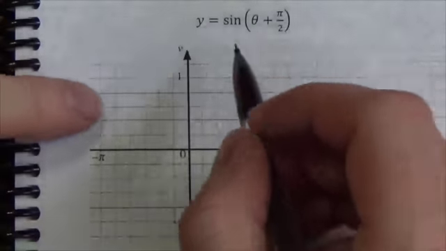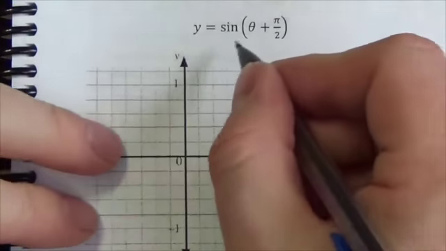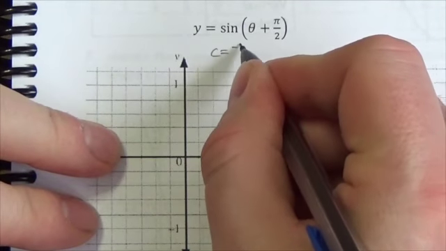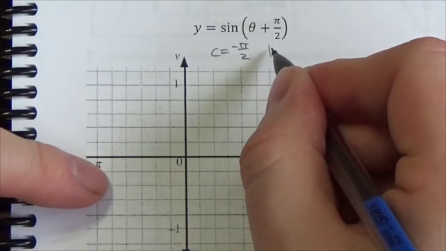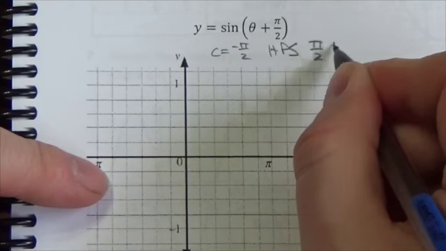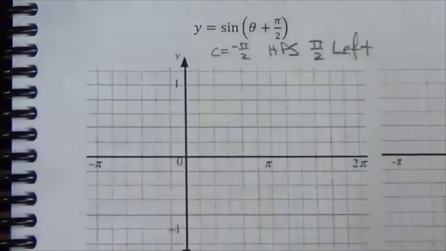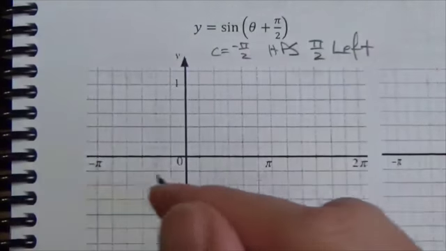Okay, so now when we take a look at y equals the sine of theta plus pi over 2, notice in this case here that c is going to have to equal negative pi over 2. Now that's one way of looking at it, and so this means a horizontal phase shift, if you will, pi over 2 left. Or just think about it as it's going to be a horizontal translation, pi over 2 units to the left here.